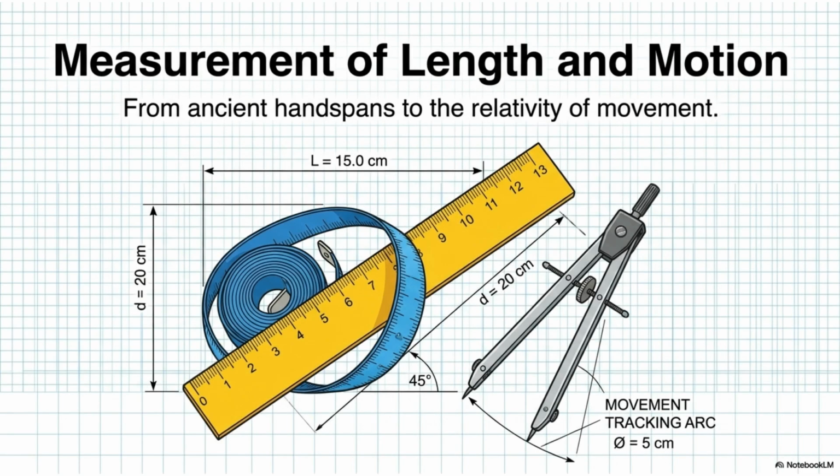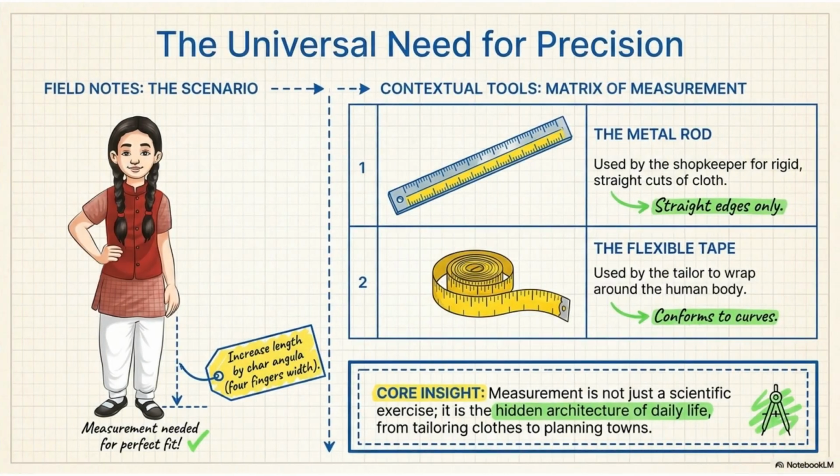Welcome to our video on the measurement of length in motion. We will explore how measurement has evolved from ancient handspans to modern concepts like the relativity of movement. We have a universal need for precision. Measurement is the hidden architecture of daily life, from tailoring clothes to planning towns.